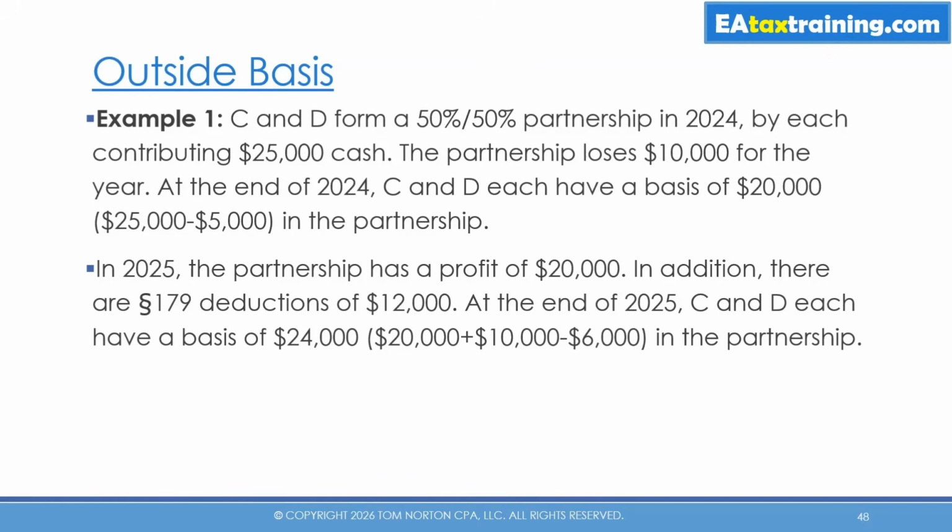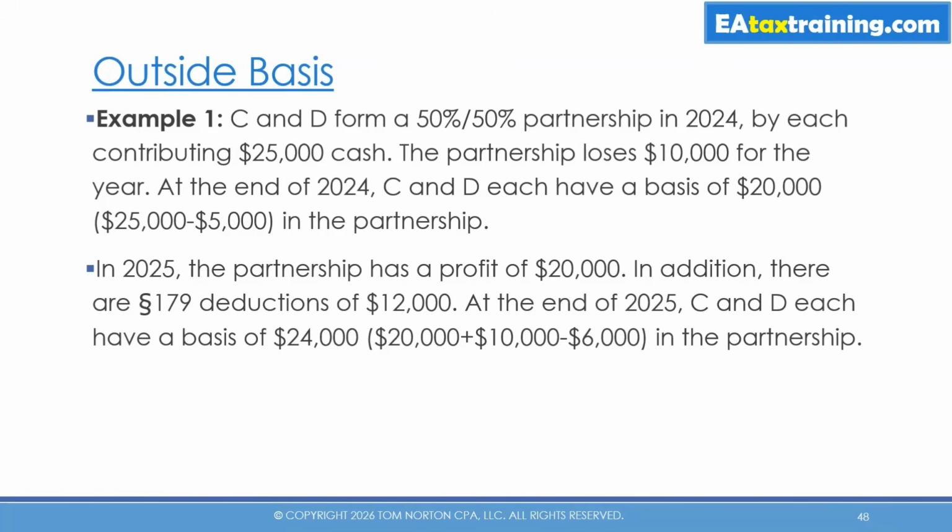C and D form a 50-50 partnership in 2024 by each contributing $25,000 in cash. In 2024, the partnership loses $10,000 for the year. So at the end of 2024, C and D each have a basis of $20,000. They contributed $25,000 each. Their share of the $10,000 loss is $5,000 each. So they each have a basis of $20,000 at the end of 2024.